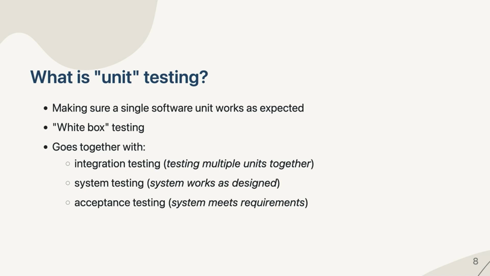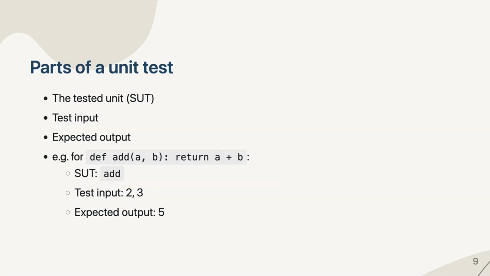So let's talk about the different parts of a unit test. We have the tested unit, the system under test. We have some input, we have some expected output. I was told I have to put some Python code here, so here's the Python code. We have this function, add returns a plus b. We have the test input 2 and 3, and we expect 5.